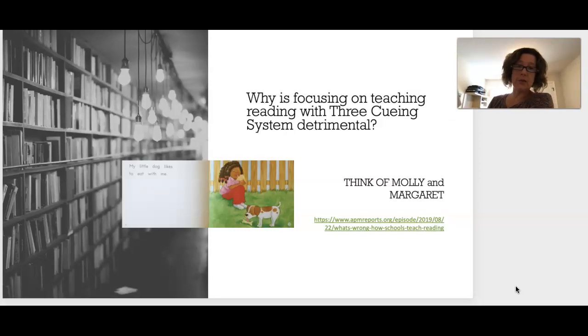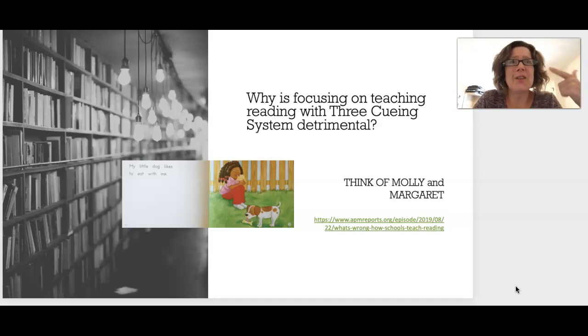Why is focusing on teaching reading with the three cueing system detrimental? So having kids focus on the meaning, on the sentence structure, and looking for clues for what the word is, instead of actually decoding with phonemes, with phonemic awareness, and with phonics.